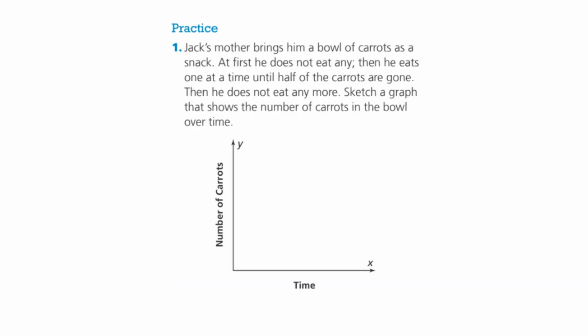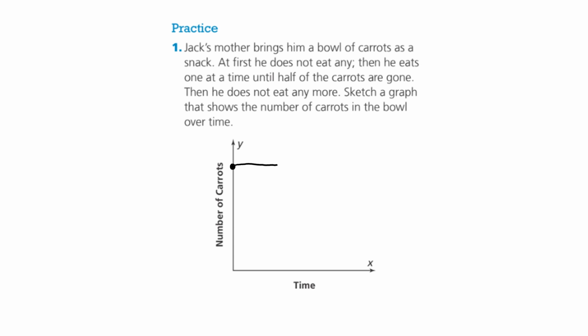It says Jack's mother brings him a bowl of carrots as a snack. At first, he does not eat any. Then he eats one at a time until half of the carrots are gone. Then he does not eat any more. Sketch a graph that shows the number of carrots in the bowl over time. So at first, it starts with a lot of carrots in the bowl. It says he doesn't eat any, so our number of carrots stays the same. It doesn't change. It is constant.